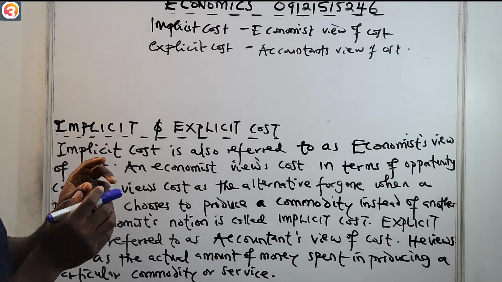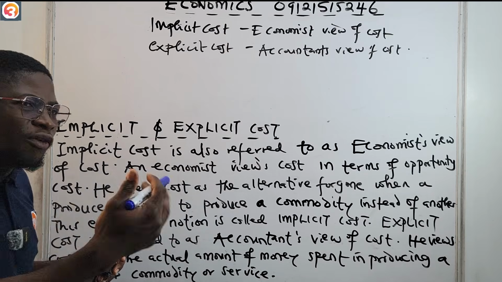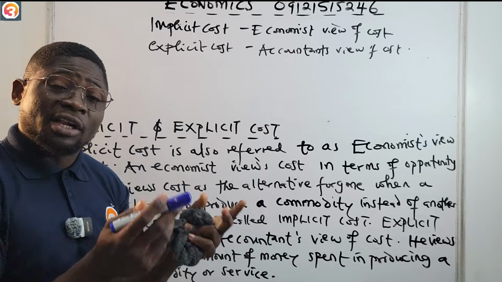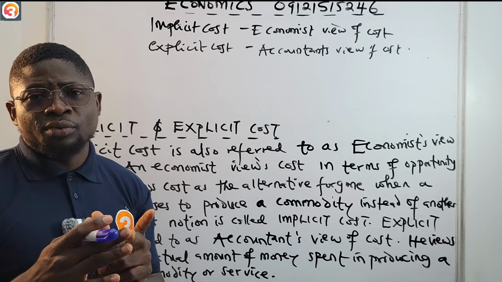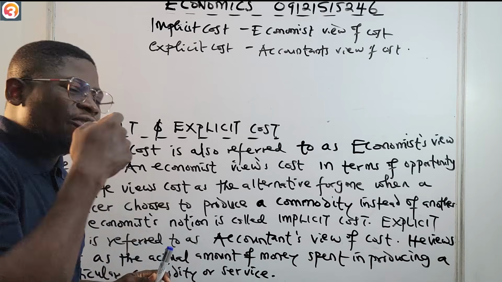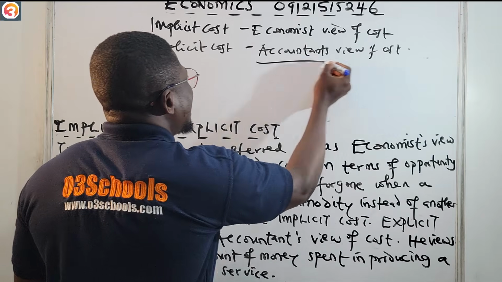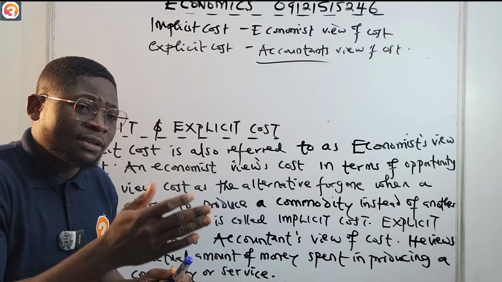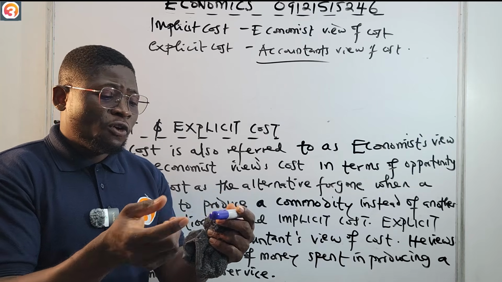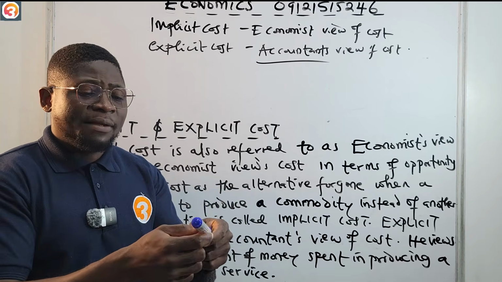So explicit cost, on the other hand, you pay for it with money. In implicit, you do not pay with money. It's a real cost because you give up something valuable. But in explicit cost, you pay for it with money. What the accountant is concerned about is what you pay for, like this marker now, right? You pay for, let's say, the ink, you pay for this plastic, and so on and so forth.